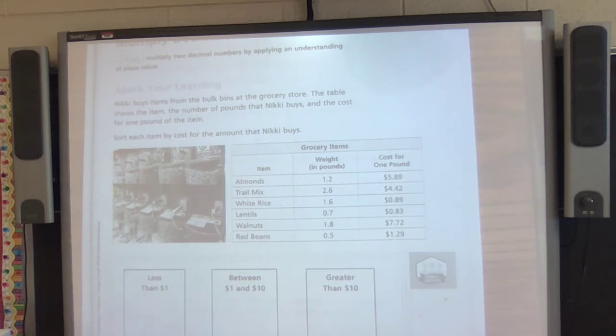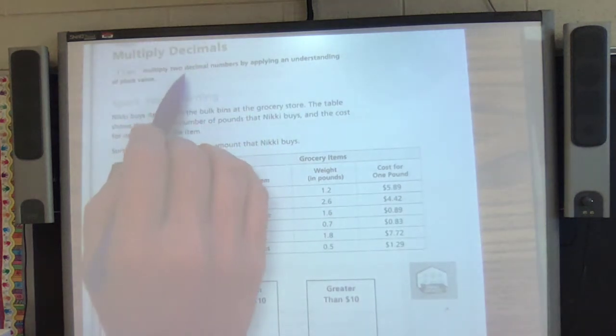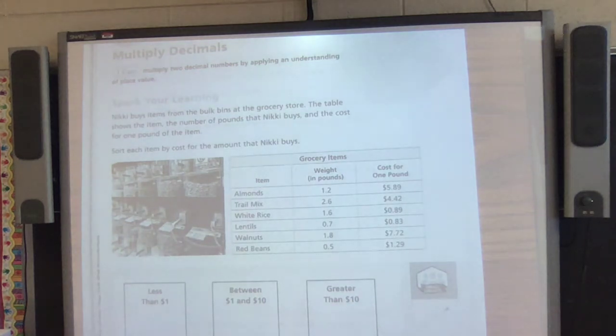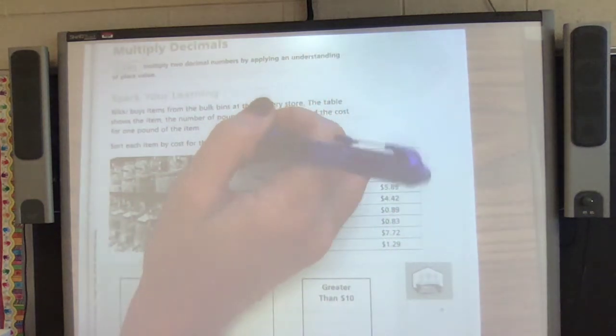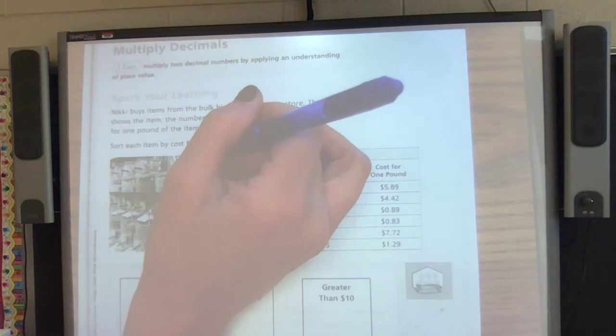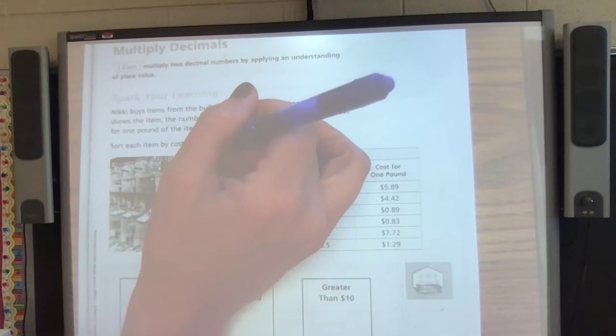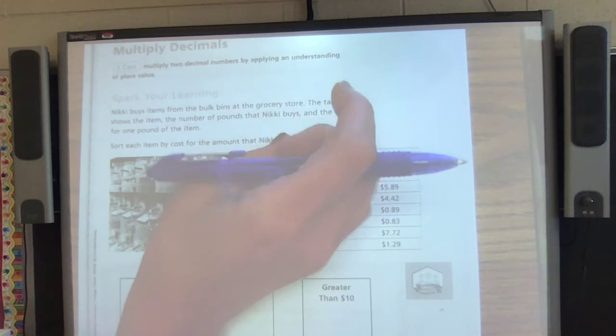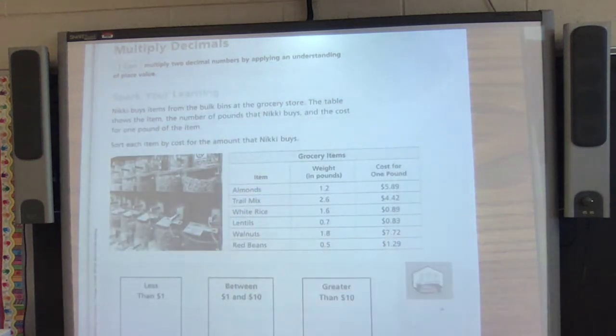All right, so our I can statement: I can multiply two decimal numbers by applying an understanding of place value. So we've got to keep in our mind, again, like we've been saying, what makes sense, where should my decimal be, where does it make sense for it to be. That's how we have an understanding of place value. If I was to say to you $2 times 100 and you said the answer was 20, hopefully you would realize, wait, that doesn't make sense. That value doesn't make sense. And that's what we're talking about here.